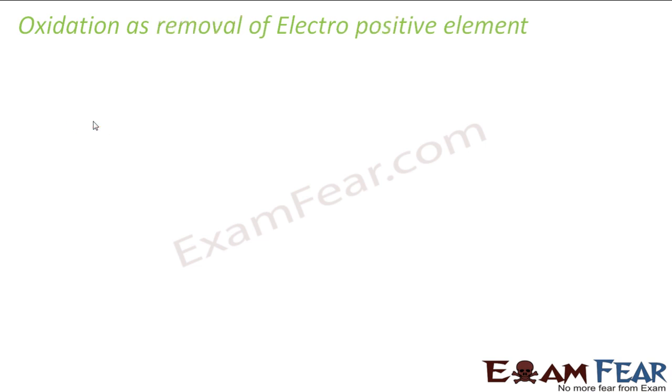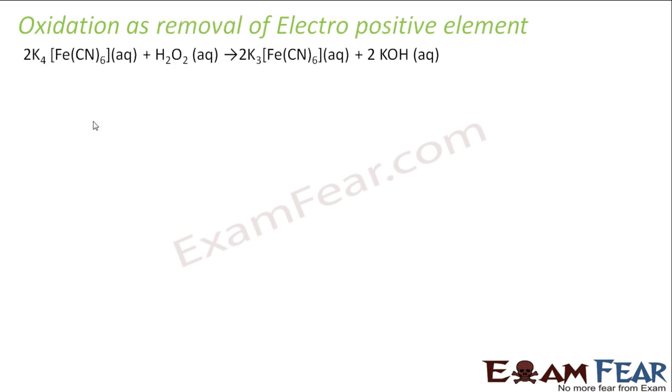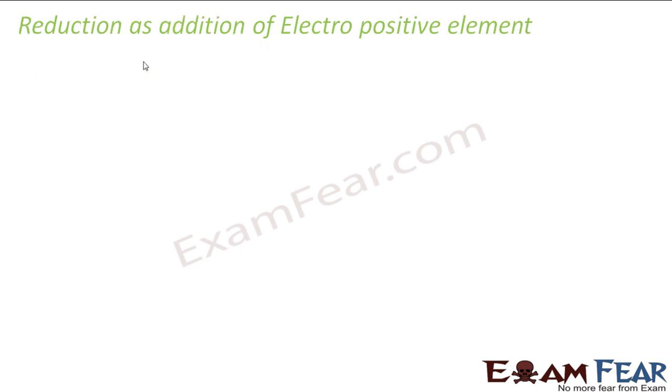And then the new definition, as I told, was removal of electropositive element. If you see this reaction, the electropositive element is potassium. So if you see, it was K4, one potassium got removed and it became K3, right? This is one example of the definition which says that oxidation can also be removal of electropositive element, correct?